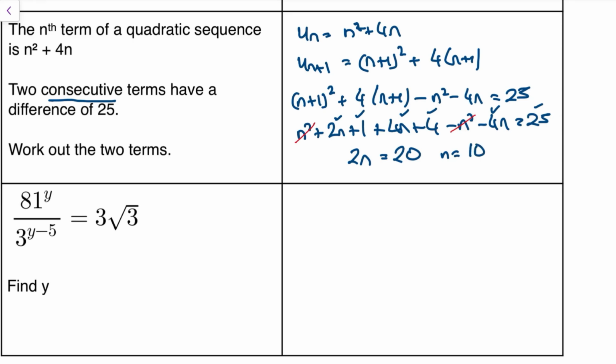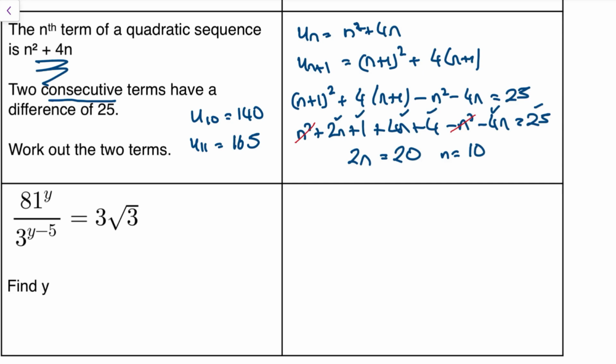Now what's the question? It says work out the two terms, so I need the terms. So therefore the 10th term and the 11th term. So let's do this. I'm going to put them back into here. So 10 squared is 100 plus 40 is 140. 11 squared is 121 plus 44, which is 165. And that's it. Good question, that.